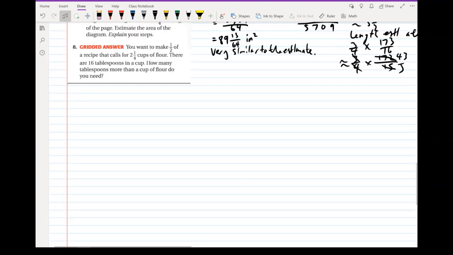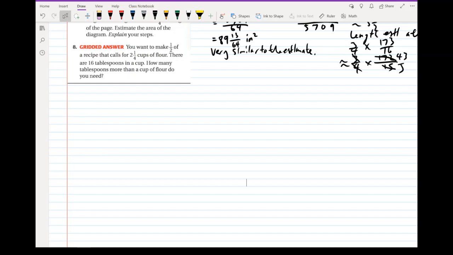You want to make half of a recipe that calls for 2¼ cups of flour, and there are 16 tablespoons in a cup. How many tablespoons more than a cup of flour do you need? Now, when we first look at this question, it may seem a little bit confusing. We don't really know what we want to do. So let's break it down into smaller steps.